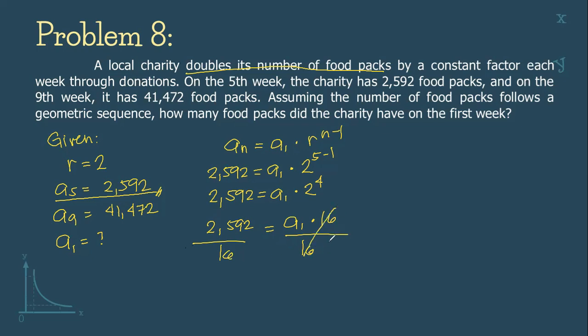So cancel na natin. So we have here the 2,592 divided by 16, that is equal to 162. So meaning to say po, on the first, that is 162. Ibig sabihin po, on the first week, there are 162 food packs. Okay, so this, my dear students, is our correct answer.